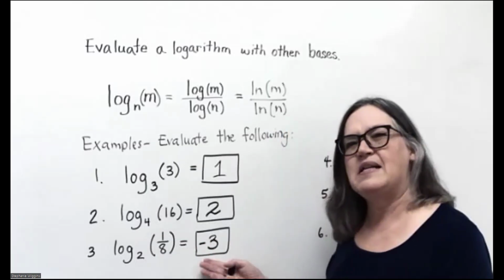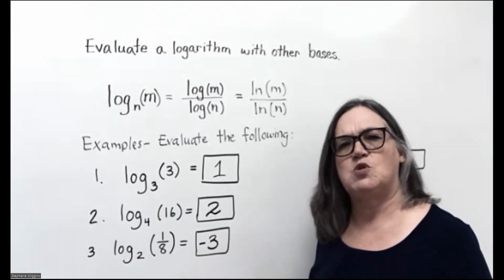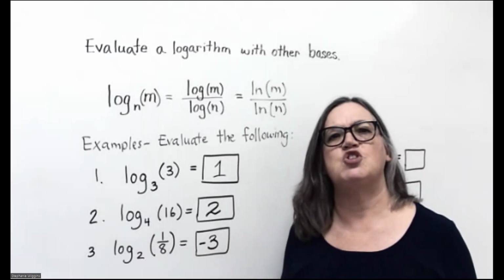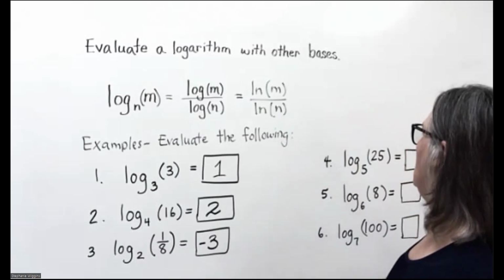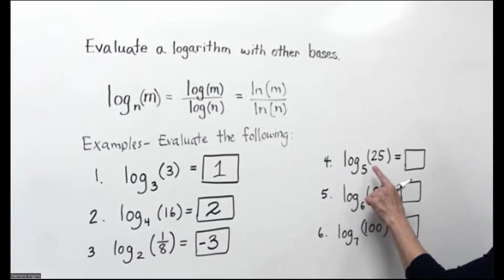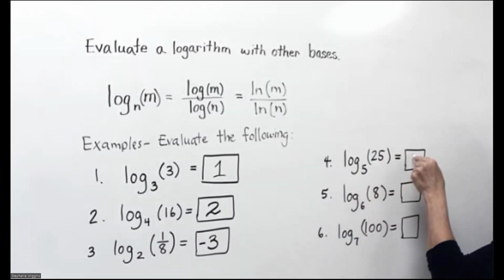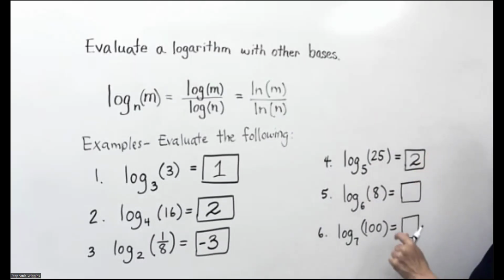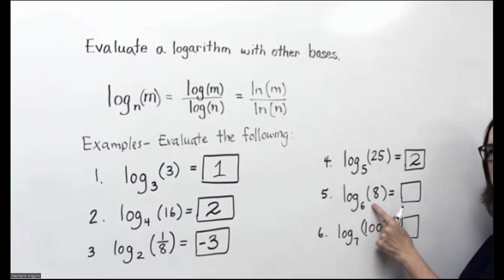All right, not so hard, right? You're just looking for exponents. Whenever you're evaluating logs, you're just looking for exponents. Here, I'm asking what exponent on 5 gives me 25? That's obviously 2. Here now, what exponent on 6 is going to give me 8?